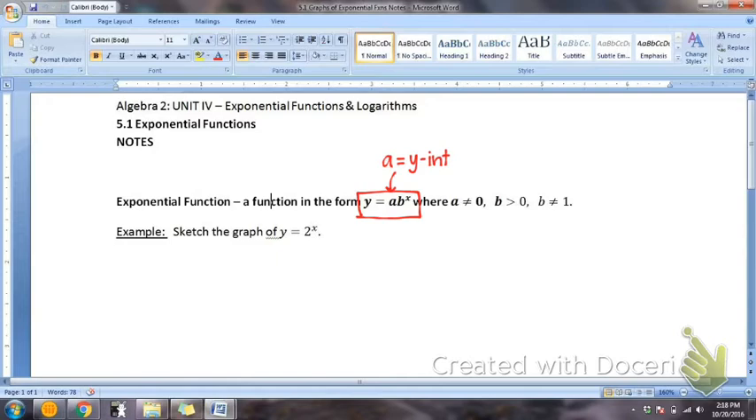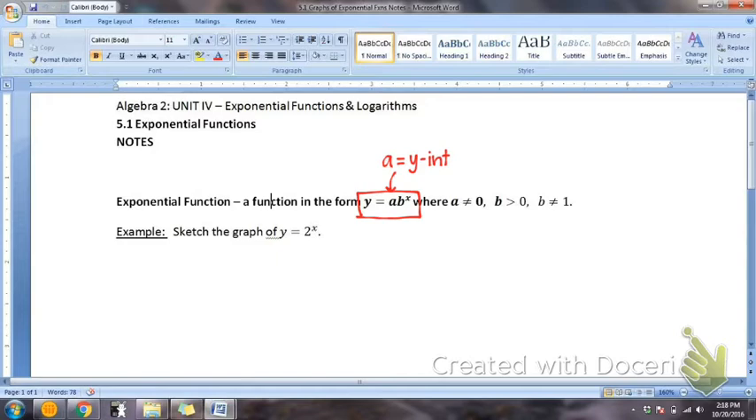Our b value is always going to be a positive number, so you can see that over there. b is going to be greater than 0. That means it's going to be positive. Why do you think b cannot be equal to 1? Any ideas why b cannot be equal to 1?